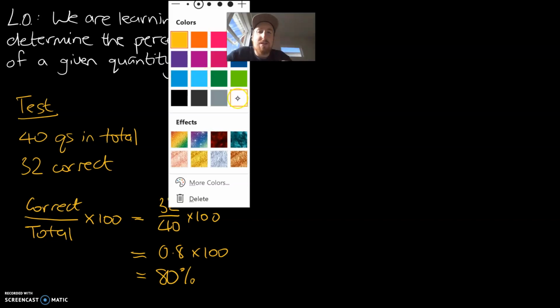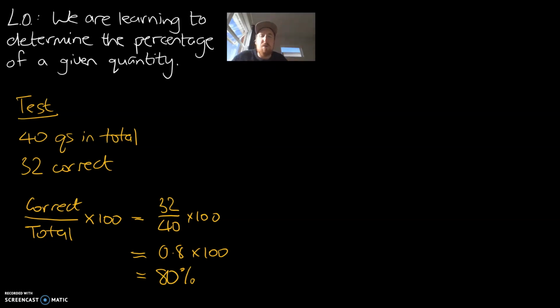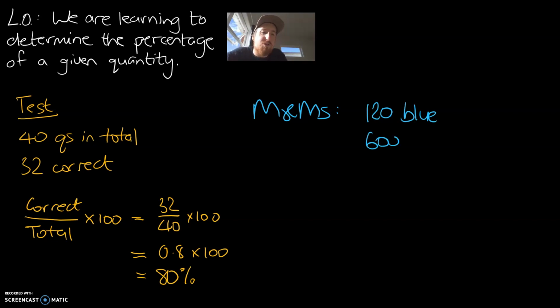Okay, so I'm just going to change pen colors. Let's go to blue. The next one I want you to think of is maybe you've just got yourself a big bag of M&Ms. I remember when I was your age, I would always sort the M&Ms out in colors. And maybe I figured out in that big bag of M&Ms, there were 120 blue M&Ms. You must remember, this is a huge bag of M&Ms, tons and tons of M&Ms. And let's say you also figured out that there were 600 M&Ms in total. And we want to figure out what percentage of that bag was blue M&Ms.